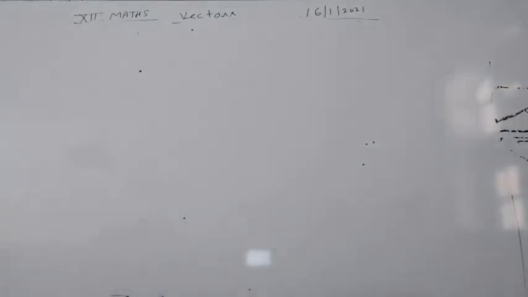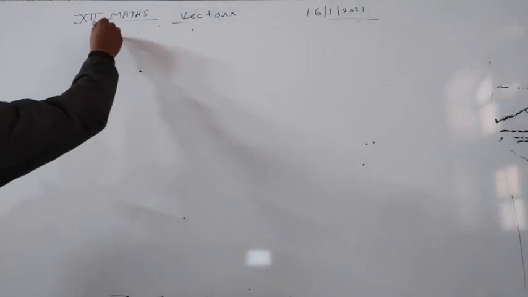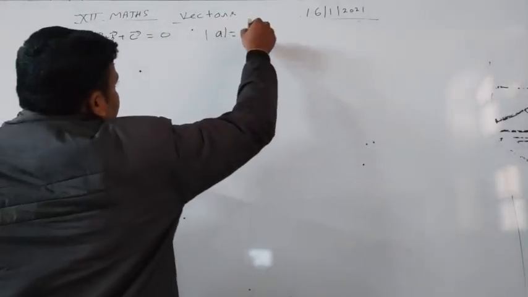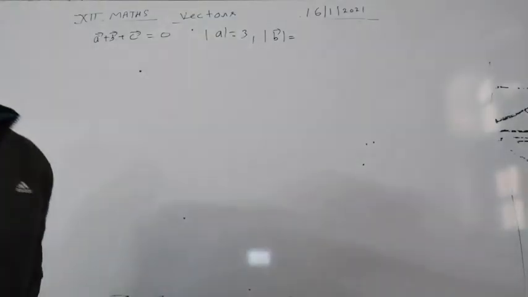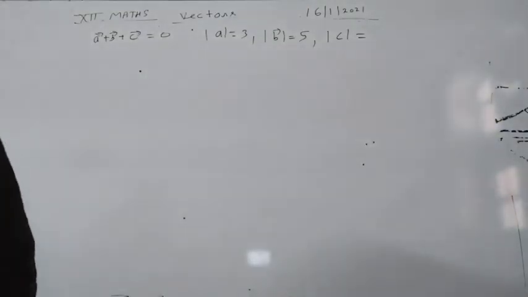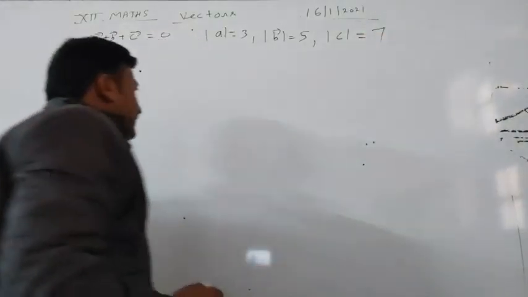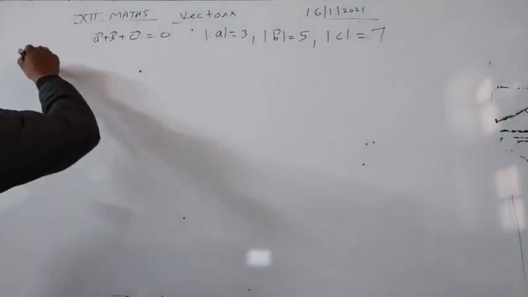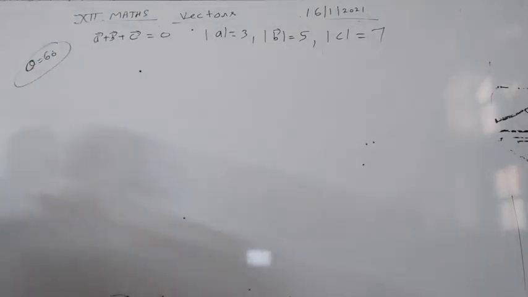Our next question is, if A plus B plus C is equal to 0, and magnitude of A is 3, magnitude of B is 5, and magnitude of C is 7, then the angle between A and B is equal to 60. This is what we have to find.